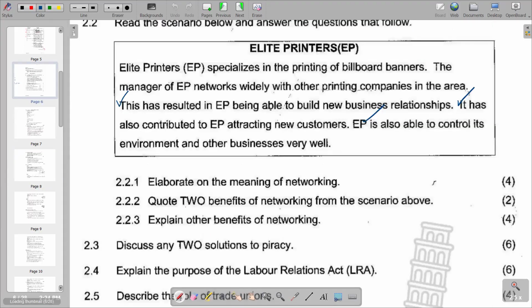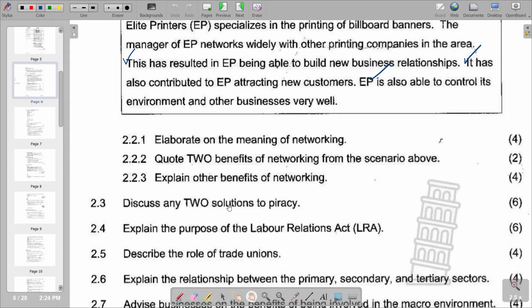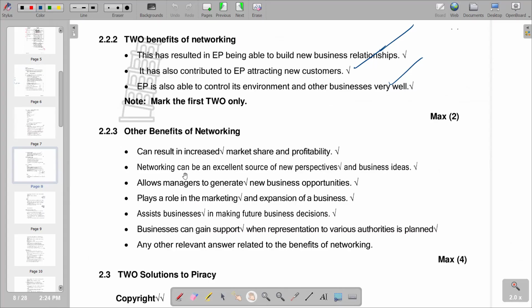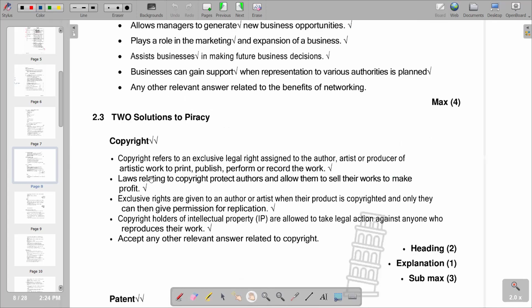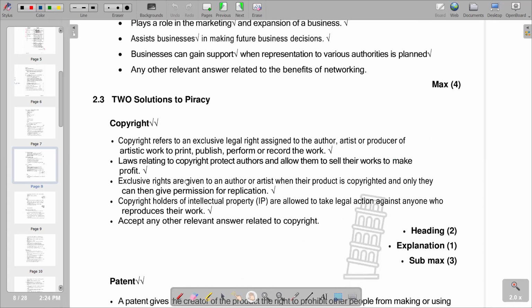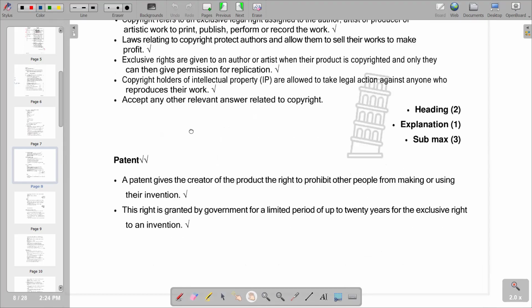So moving on to the next question, discuss any two solutions to piracy. Remember, piracy represents an imitation of another person's work. So what are the solutions to piracy that we can bring? We have the issue of copyright. We can bring in copyright as a solution to piracy. We can also have patents as a solution to piracy.